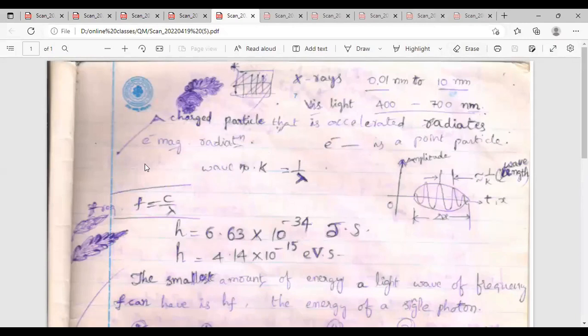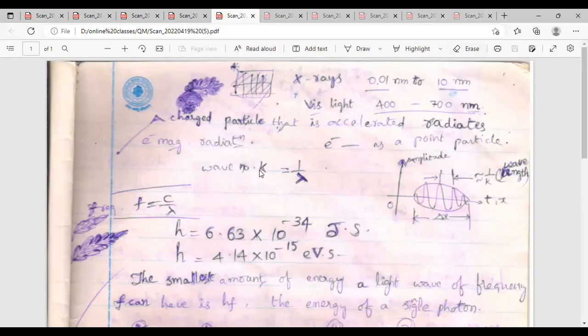How do we actually get electromagnetic radiation? A charged particle like an electron, a negatively charged particle. Of course, you know that a charged particle that is accelerated radiates electromagnetic radiation. That's how we actually get radiation.